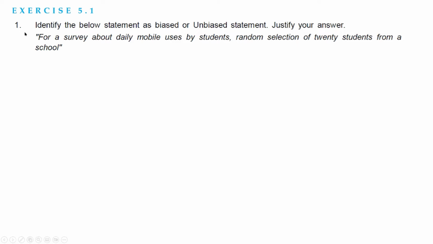The first problem is to identify the below statement as biased or unbiased. Justify your answer. For a survey about daily mobile uses by students, random selection of 20 students from a school. Here a sample of 20 students is selected at random, so it is an unbiased statement, as there is random sampling.